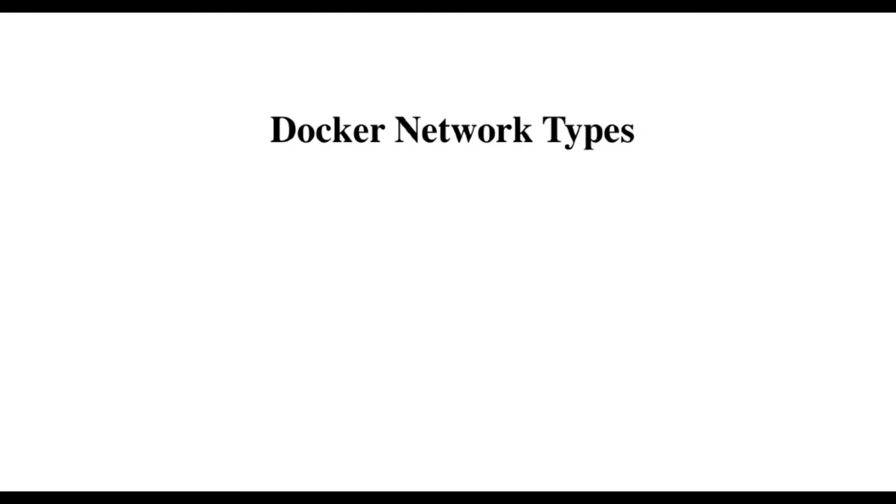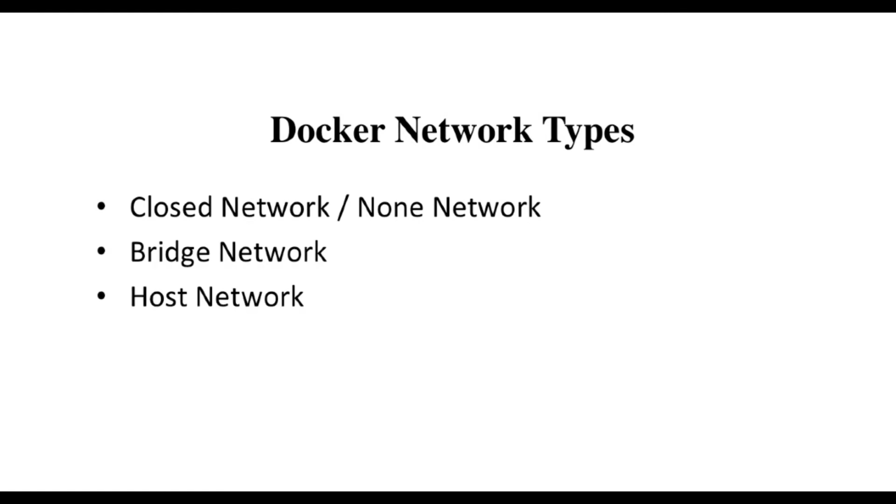There are actually 4 different types of Docker networks: closed network, which is also called non-network, bridge network, host network, and overlay network. We'll deep dive into each of those 4 different networks in the following lectures, so that you can make an educated decision to choose which Docker network model to use when creating Docker containers.